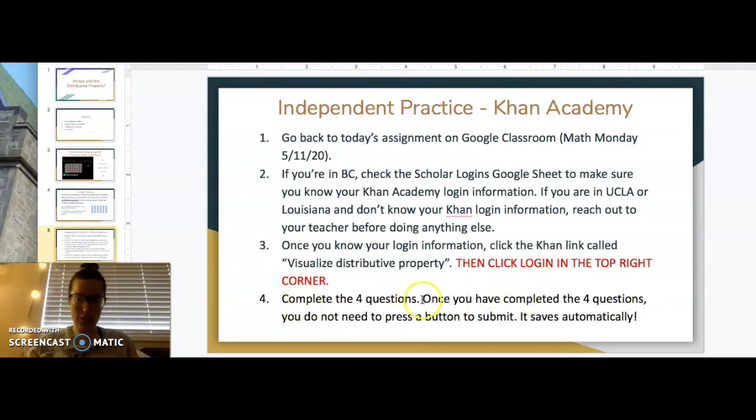Complete the 4 questions once you are logged in. And once you have completed the 4 questions, you don't need to press any sort of submit button or anything like that. It saves it automatically, and as long as you're logged in, it will tell your teacher that you've done it.